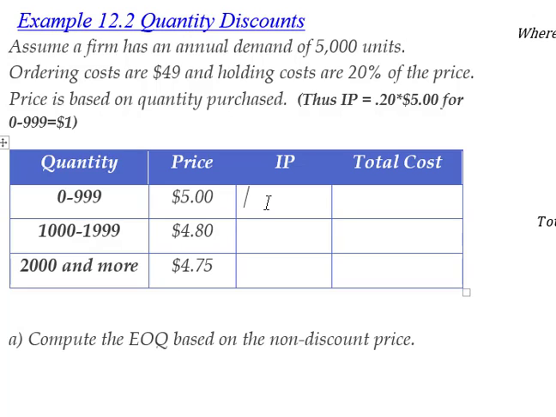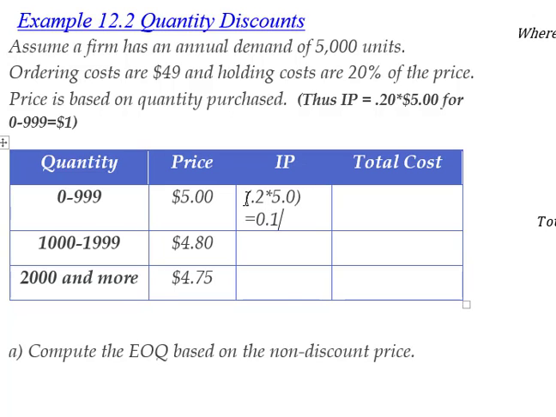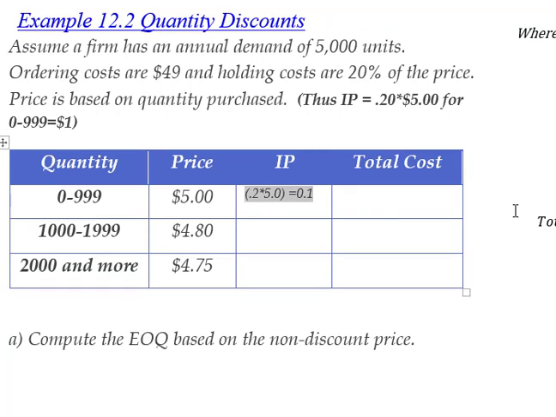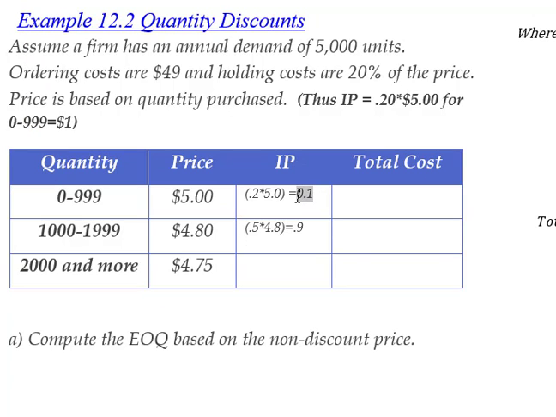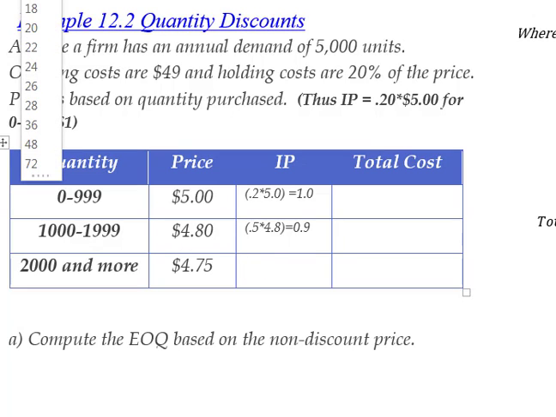So if we purchase between 0 and 999, our holding cost then is 0.2 times $5, which will equal 0.1. And then here we have 0.2 times 4.8, so our holding costs are going to be 0.9. And actually I misspoke here, this should be 1.0 and 0.9, and I'm going to put a 0 in here just to be better.